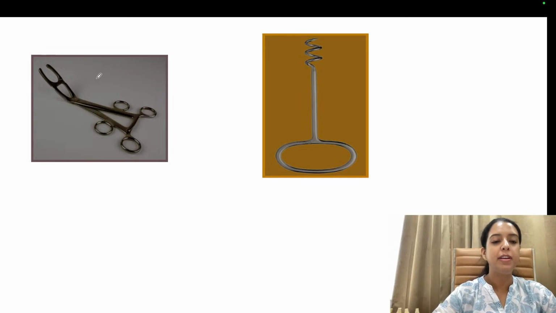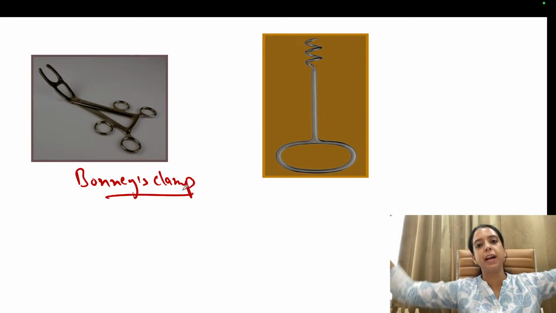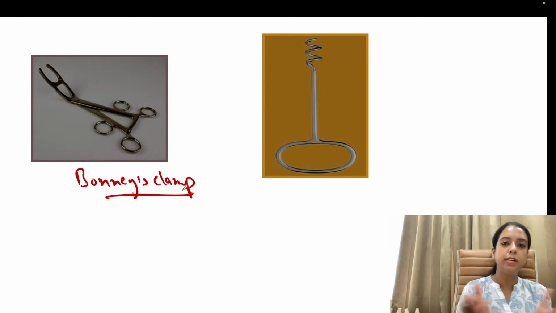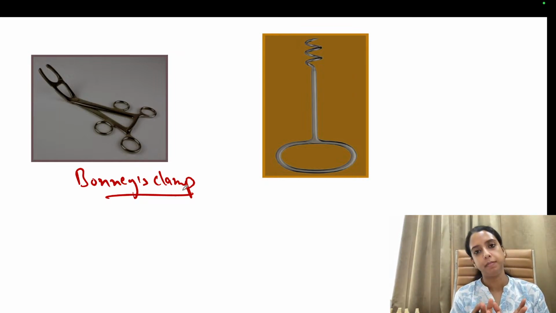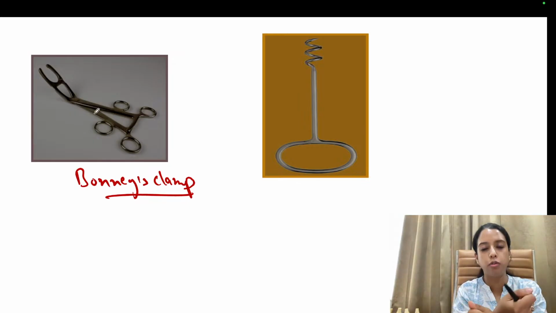For doing myomectomy, we need these 2 clamps. This is Boney's myomectomy clamp. When I am doing myomectomy, it's a huge fibroid that I have to remove. I have to make the uterus stable. If the uterus is moving like this, I can't do myomectomy. So this is Boney's myomectomy clamp, which I open and hold the uterus with, and then I do myomectomy.